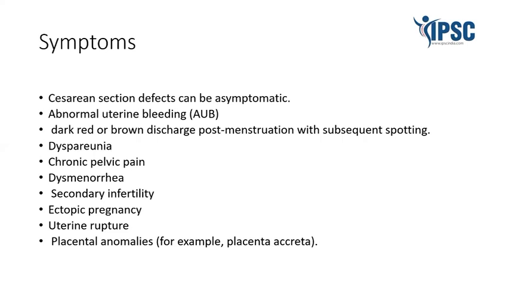But the patient, if at all symptomatic, presents with abnormal uterine bleeding, which could be dark red or brownish, and is generally post-menstrual. It can be associated with dyspareunia, chronic pelvic pain, dysmenorrhea, secondary infertility, ectopic pregnancy, uterine ruptures, and placental anomalies like placenta accreta.